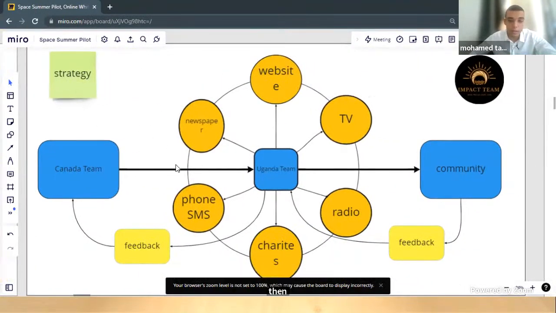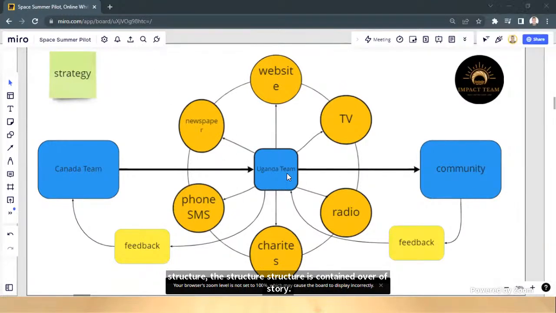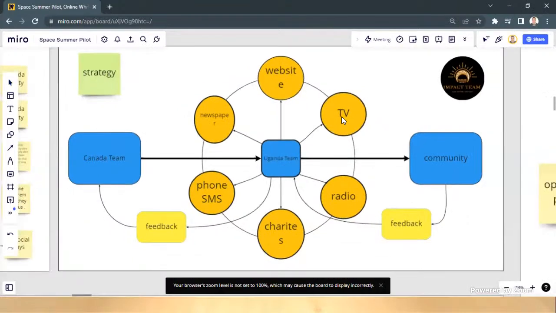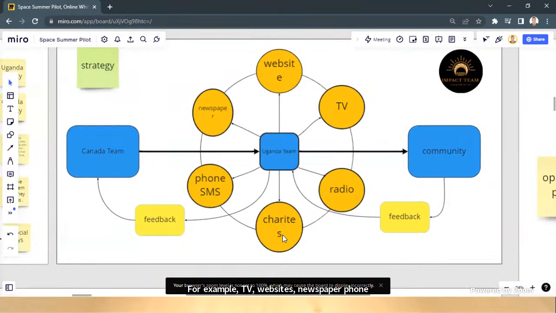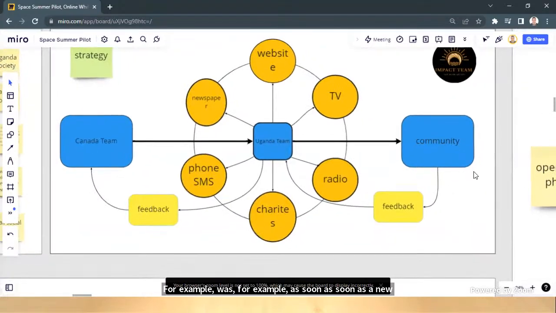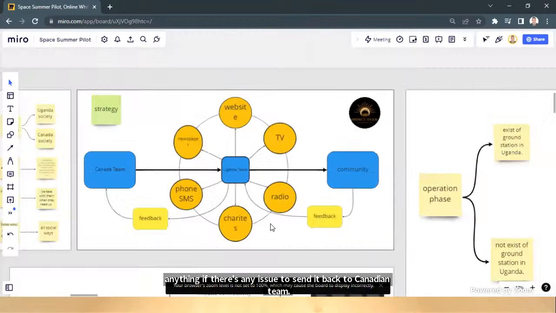The strategy structure consists of three main parts: the Uganda team, the Canadian team, and the community. We offer all the possible ways to the Uganda team, for example, TV, websites, newspaper, phone and SMS, charities, and radio. The Uganda team chooses a suitable way to communicate with the community, for example, SMS to send the new data to the community. Also, if the community has any issue or new needs, they have the ability to send these needs to the Uganda team. The Canadian team sends the data to the Uganda team, and the Uganda team, if they have any issue, sends it back to the Canadian team.